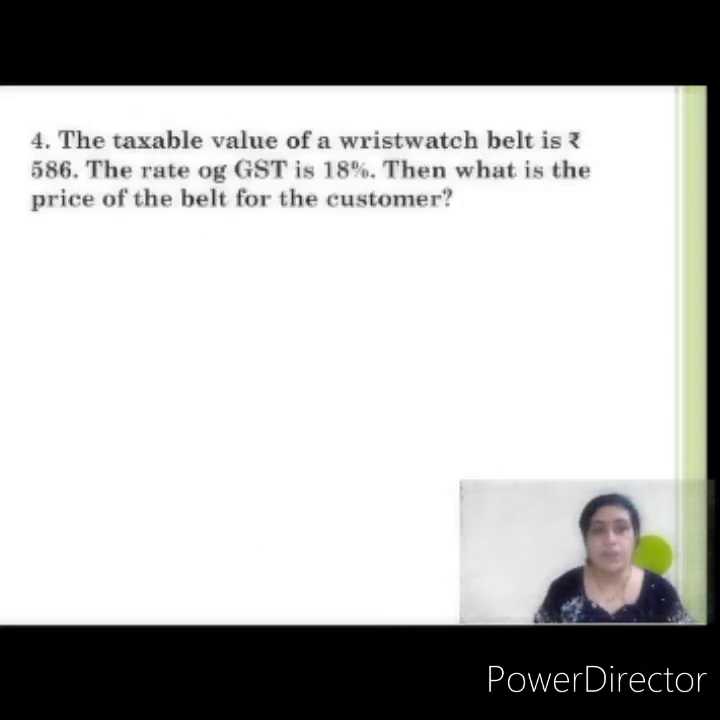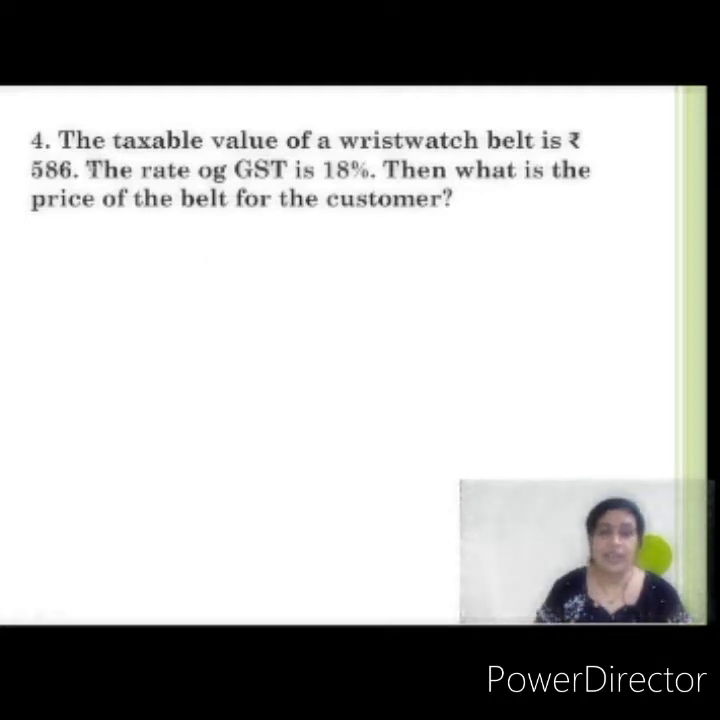Okay. So let's proceed further to see the next example, that is the fourth example. See, the taxable value of a wristwatch belt is rupees 586. The rate of, I'm sorry, I think I made a typing mistake here, it should be 'of', okay, it has come as 'OG', kindly consider this as 'of', okay. The rate of GST is 18%. Then what is the price of the belt for the customer?